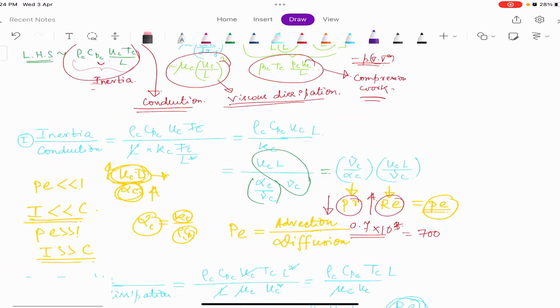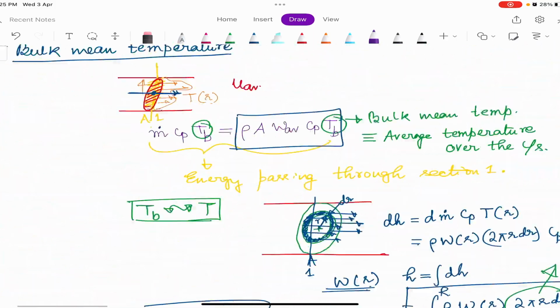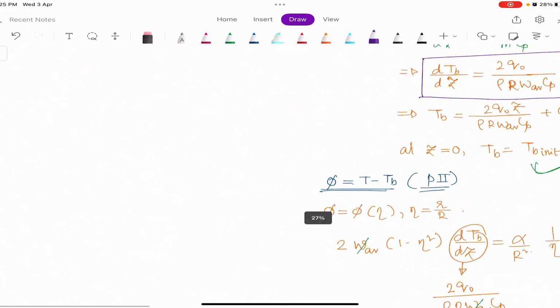I am sorry, sometimes Microsoft OneNote misbehaves. I apologize for that.